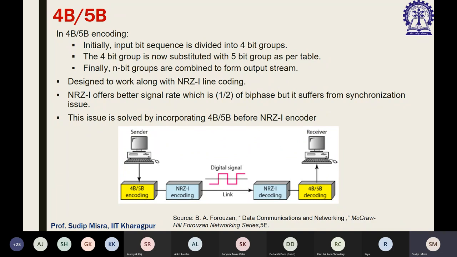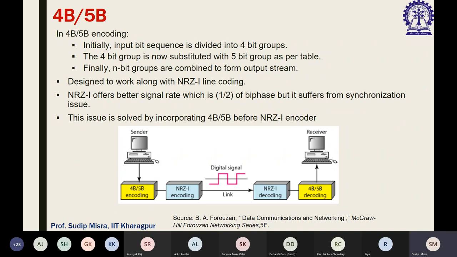Now this mapping scheme for 4B/5B is already predefined, and it is given in your book in Table 4.2 in Forouzan. If you have the 5th edition, it is Table 4.2. If you have a previous edition, it is going to be different, so you have to check what the corresponding table is. The 4B/5B mapping scheme will be used in order to map the data sequence to the encoded sequence, that means the 4-bit to the 5-bit. How this mapping is going to be done will be as per the mapping table.